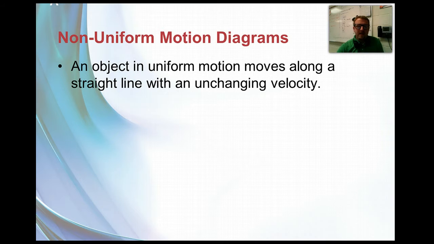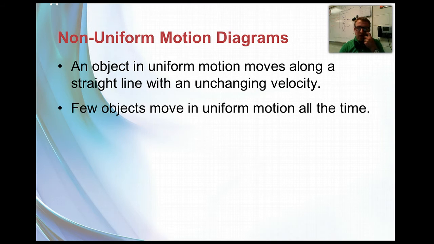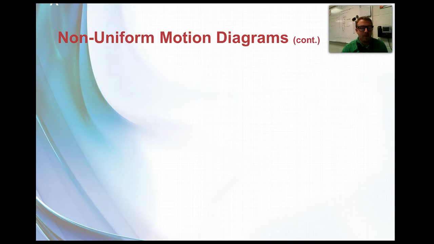All right, now this idea of uniform motion is really important, okay? Anything that moves at a constant rate of velocity is considered to be in uniform motion. So if you're on a moving sidewalk in an airport, you're in uniform motion. Very few objects actually move with uniform motion in nature. Almost everything is speeding up or slowing down or changing direction in some way.